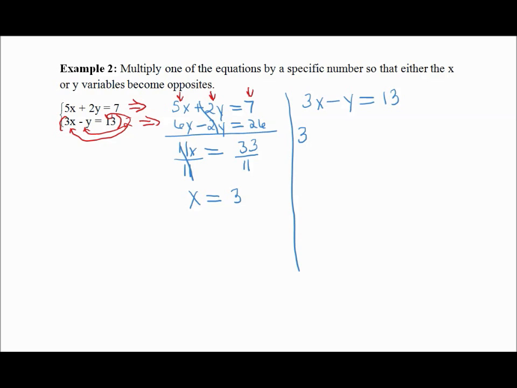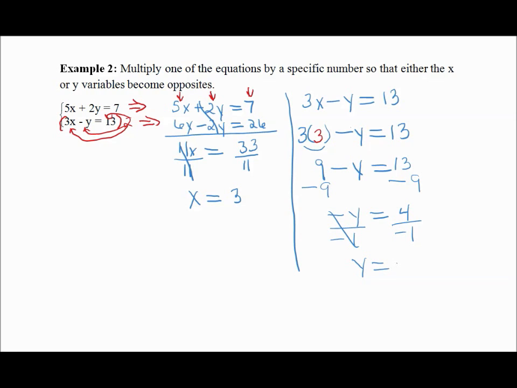So that becomes 3 times 3, because now I know that x is equal to 3, minus y equals 13. 3 times 3 is 9, minus y equals 13. I'll subtract 9 from both sides of the equation. That leaves me with a negative y is equal to 4. Well, I don't want to know what negative y is, so I'll divide everything by negative 1. That leaves me with positive y is equal to negative 4.